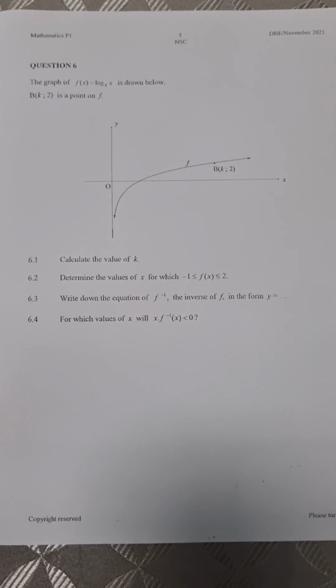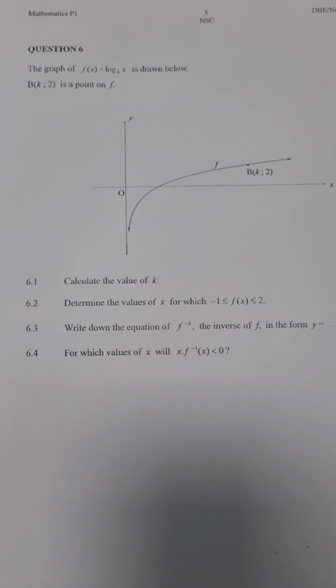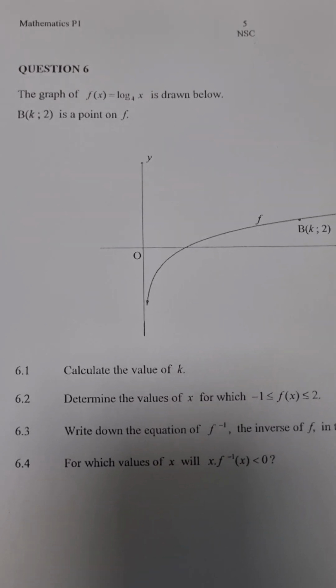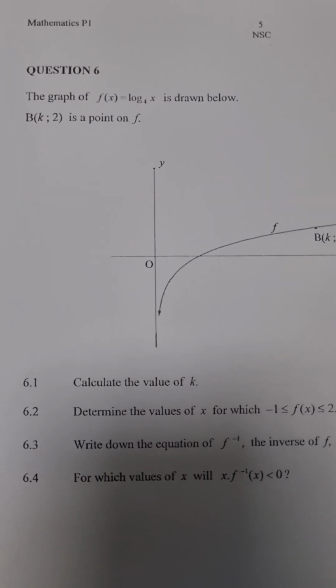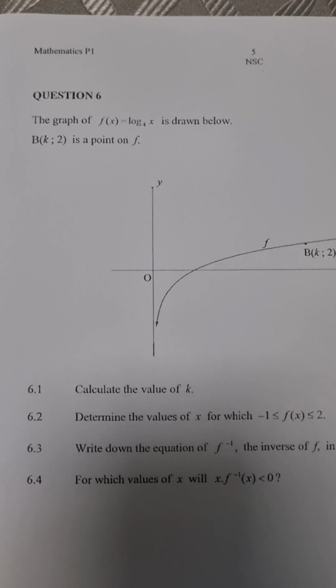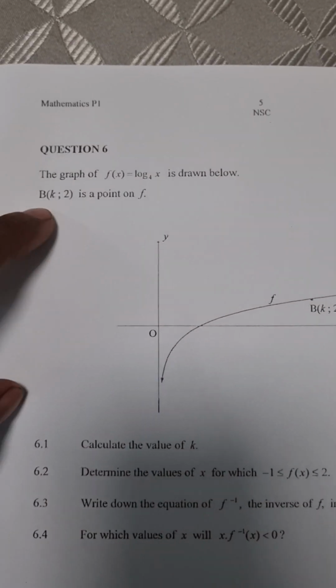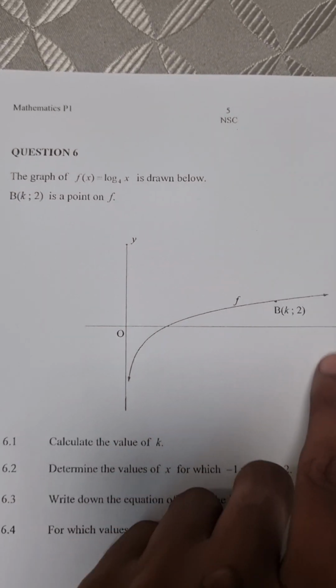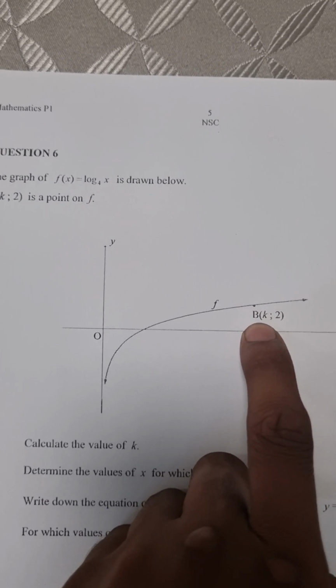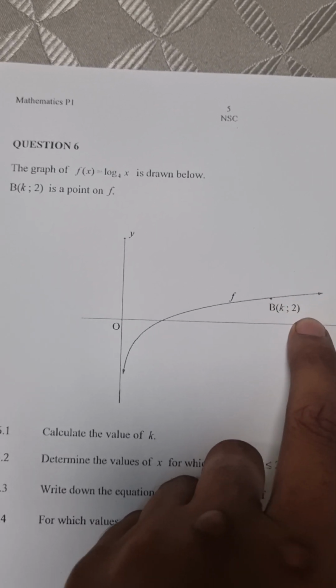We're going to look at a function of a log graph. Question 6 says the graph of f(x) = log₄x is drawn below. They're saying B is a point which is (k, 2) and is a point on f. They're saying this value here is B, which is (k, 2).